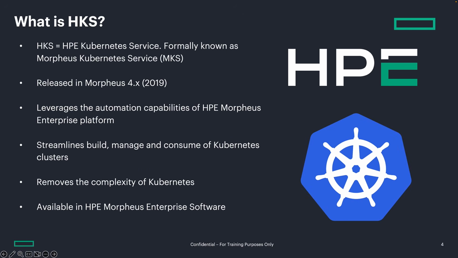So what is HKS? HKS stands for HPE Kubernetes Service, formerly known as Morpheus Kubernetes Service or MKS. It has been part of the Morpheus platform since version 4 released in 2019. HKS leverages the robust automation capabilities of the HPE Morpheus Enterprise platform to streamline the process of building, managing and consuming Kubernetes clusters. In essence, HKS removes the complexity of Kubernetes, enabling users to quickly provision and operate clusters at scale. HKS is only available in the HPE Morpheus Enterprise software product.